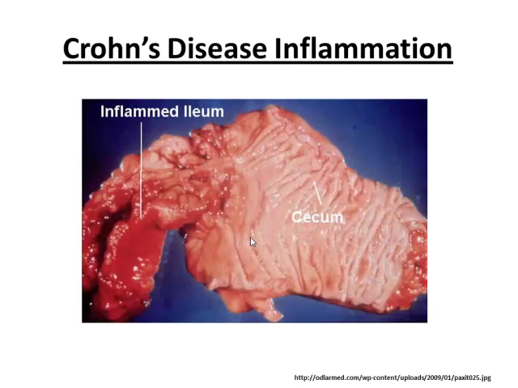I wanted to give you another view of what happens inside the GI system with these disorders. This slide shows a piece of tissue from someone who had Crohn's disease. So here's the cecum. You can see the tissue was pink and relatively healthy, and then here's the inflamed ileum over here.